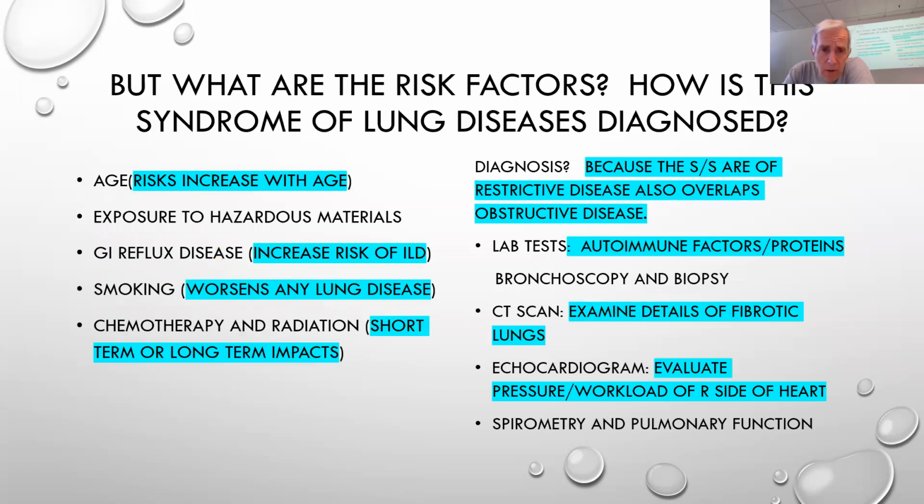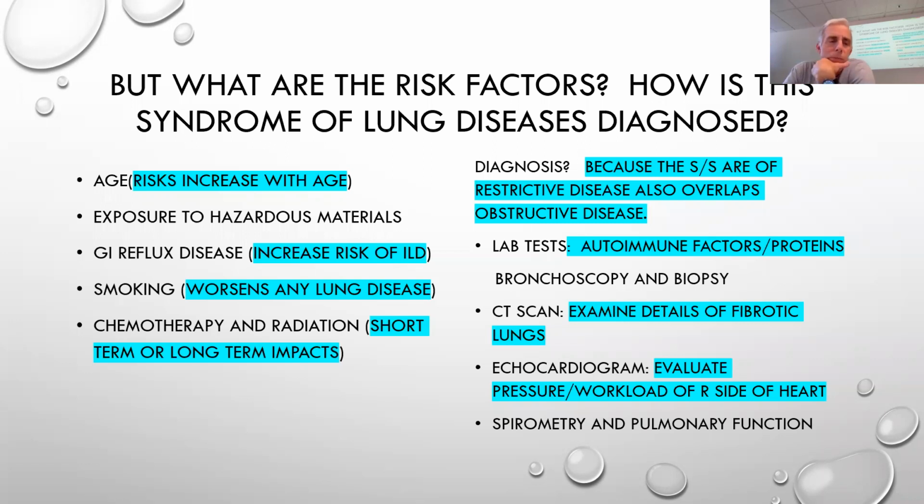Oh my gosh, I know I'm already over time by a little bit. The risk factors and how the lung diseases are diagnosed. Some of it is age related, unfortunately. When is the onset of some of these diseases? Usually later in life, exposure to different hazards. GI reflux, believe it or not, also has an effect on this, especially as it has an erosive effect in the upper respiratory system, when you think about it.